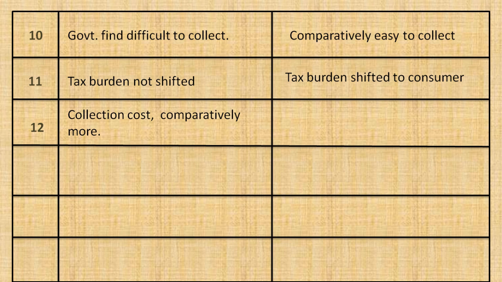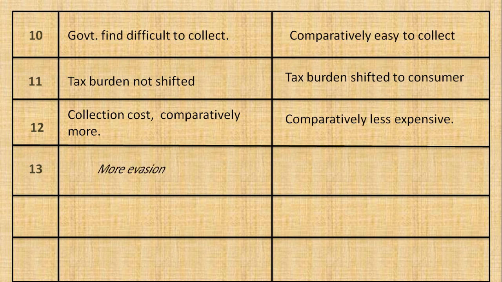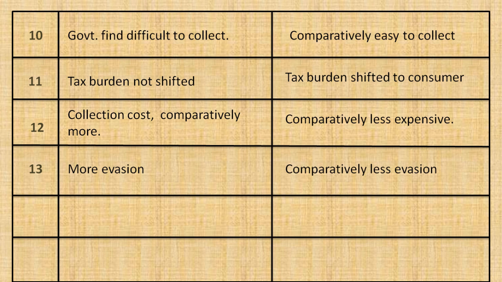Next point. Collection cost is comparatively more in indirect tax because officers are engaged and the collection process is very large, whereas direct tax is comparatively less expensive. Indirect tax is comparatively less expensive because tax is to be collected on the goods produced by the manufacturer itself. Next point, 13. More evasion. More evasion means people do not pay tax, or in a simple sense it is tax chori. Whereas indirect tax has comparatively less evasion because in the MRP the tax is included and we only pay the MRP.